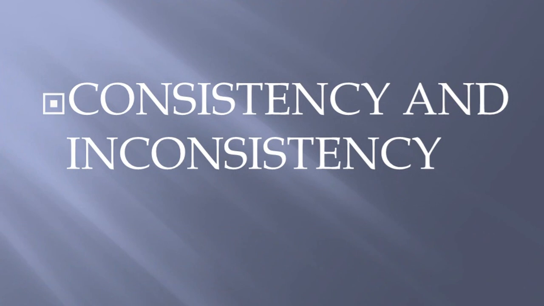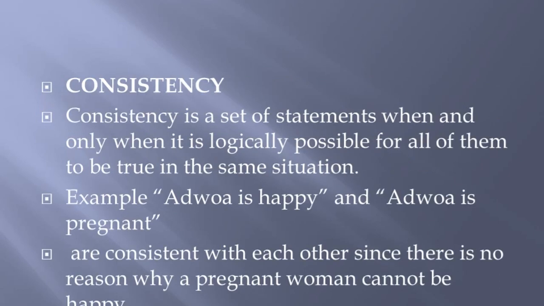The topic that we are going to look at is consistency and inconsistency. When do we say a statement is consistent or inconsistent? A set of statements is consistent when and only when it is logically possible for all of them to be true in the same situation. Example: Ajwa is happy and Ajwa is pregnant are consistent with each other, since there is no reason why a pregnant woman cannot be happy.